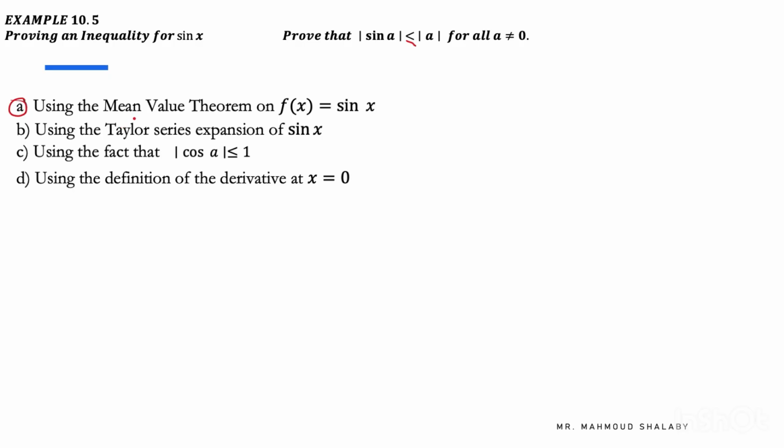This is the main idea, or the main theorem that I used to prove this inequality, using the Taylor series expansion for sine x. We haven't taken this already before, so we will not highlight it. Using the fact that the absolute value of cosine A is smaller than or equal to 1, of course, we said this will be the key of the solution. Using the definition of the derivative at x equals 0, it's not, so it will be A and C.